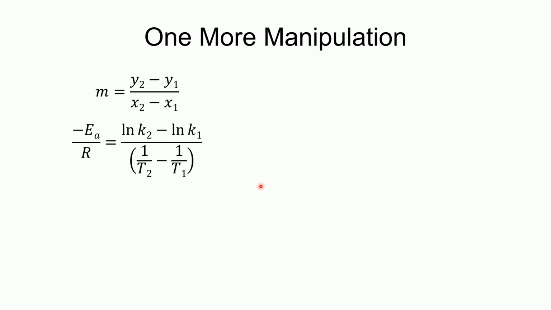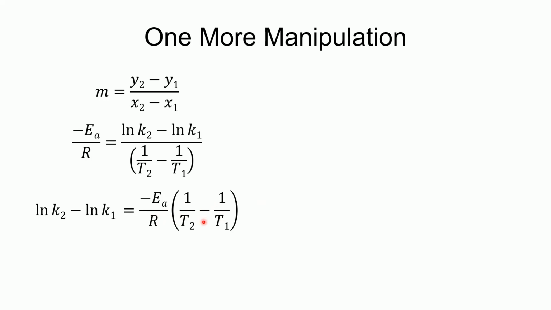Okay, now we're going to take this and cross multiply it. So we're going to take the negative EA over R and multiply it by this. We're not going to expand that. We're not going to multiply it out or anything. We're just going to leave it in that form.